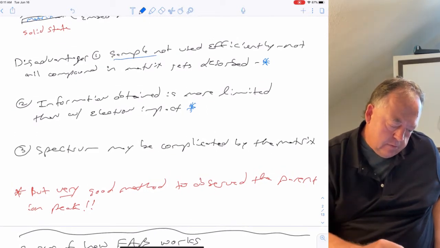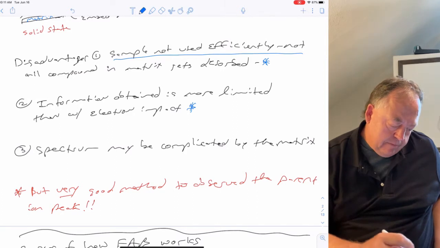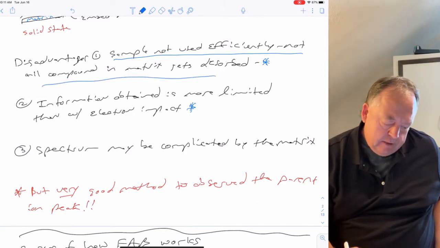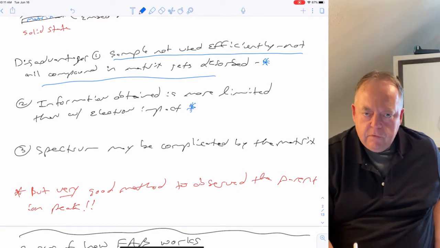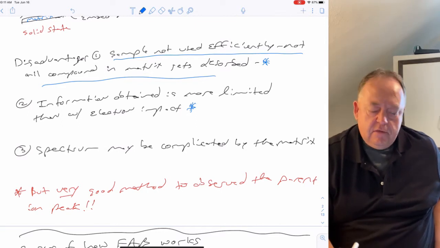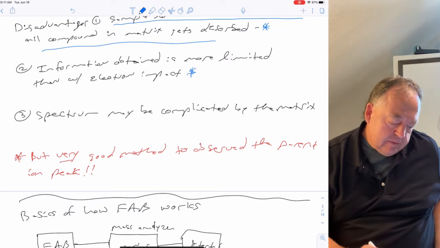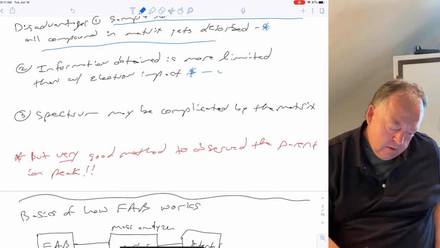There are some disadvantages to this. The samples may not be efficiently ionized or desorbed, so your sample is not used efficiently. That means you may have to use more of your compound. That's a problem if you can only synthesize a little bit of it, or if you can only buy a little bit of compound to study, or if your compound's really expensive, you don't want to waste much of it. And the information is more limited than what you would get with electron impact. Why is it more limited?